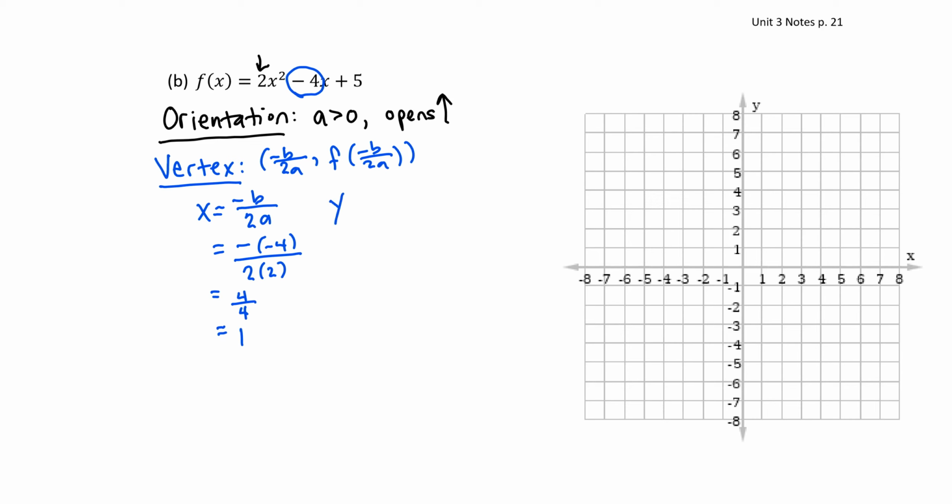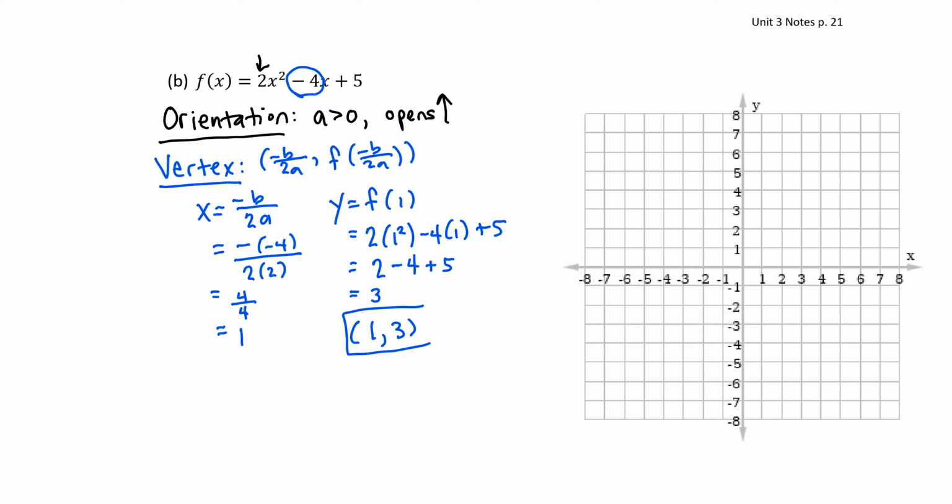To find the corresponding y value, we just plug that number 1 back into the function. So we obtain 2 times 1 squared minus 4 times 1 plus 5, or 2 minus 4 plus 5. Looks like we get a value of 3. So the ordered pair for our vertex is x equals 1, y equals 3.